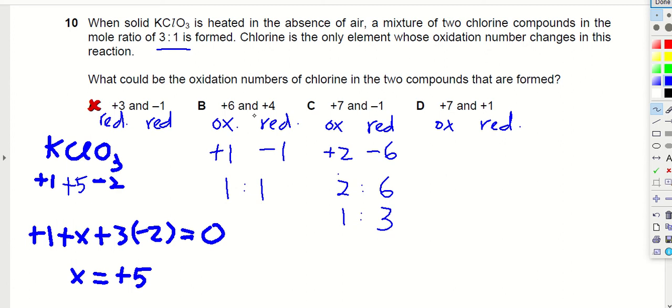Now we check D also. +5 to +7 is +2. +5 to +1 is +4. So what's the mole ratio? 2 to 4, so 1 to 2. Therefore, the answer should be C, because of the mole ratio. Right?